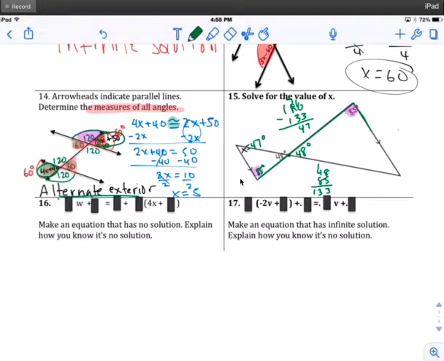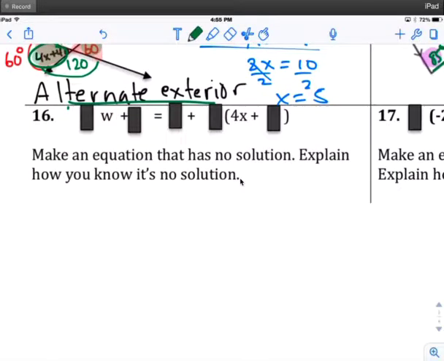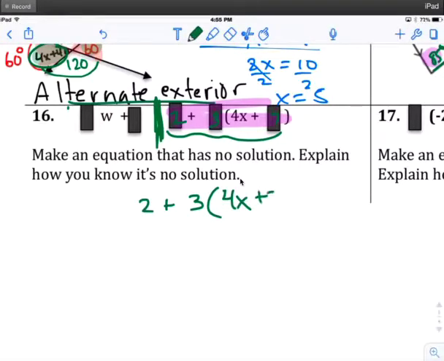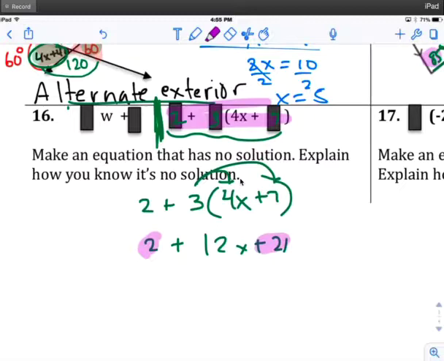Okay, number 16, no class did I get to do this. Make sure you do the sides. There's two sides, the equal signs. Okay, you side with the most boxes first. So I'm going to put 2, 3, 7. 2 plus 3, parentheses, 4x plus 7. 12x plus 21. These two are alike. So you get 23 plus 12x.